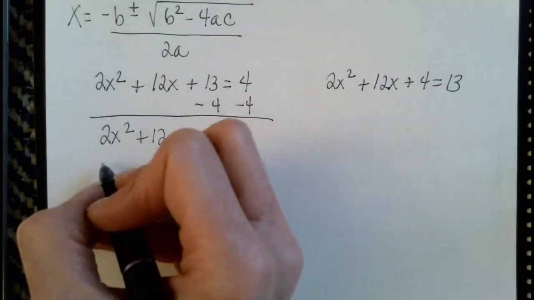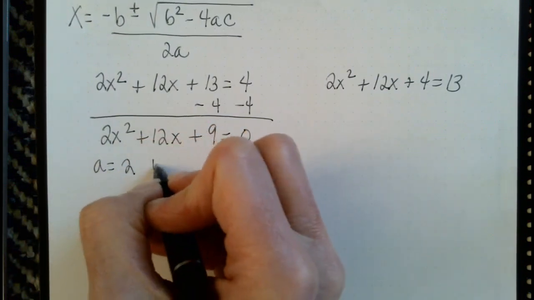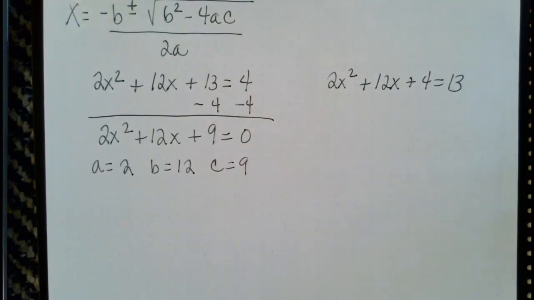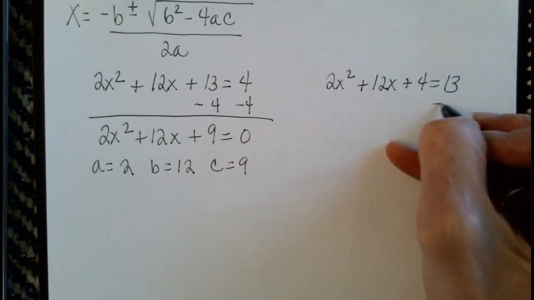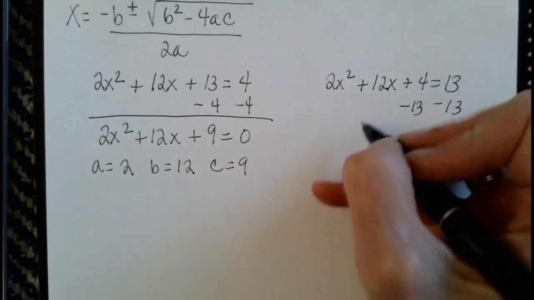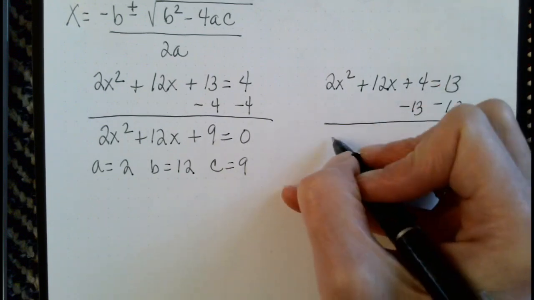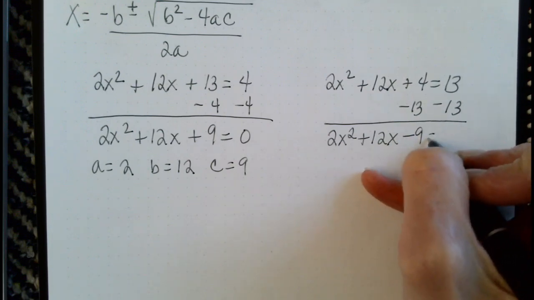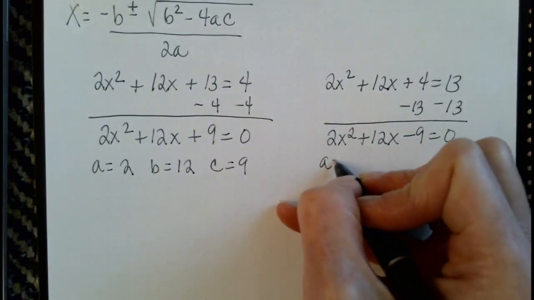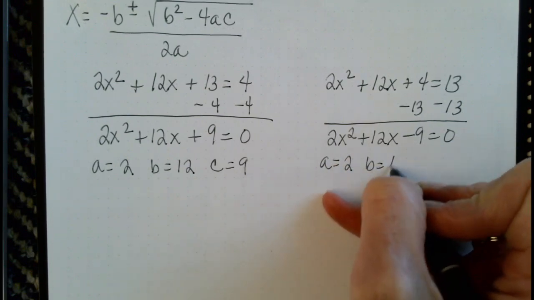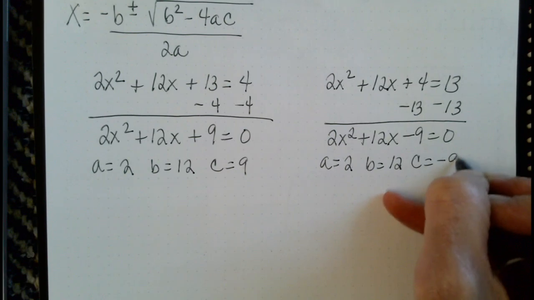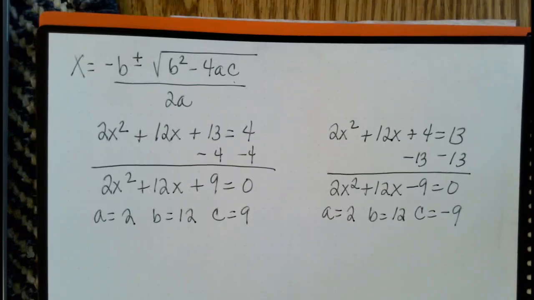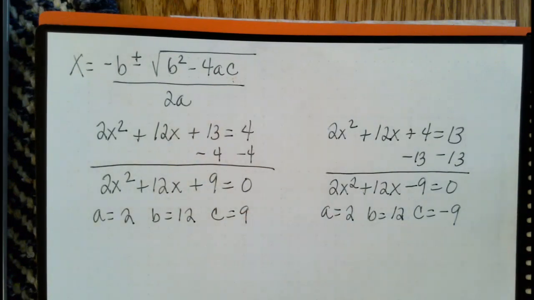So if we look at our values here, a is 2, b is 12, and c is 9 on this particular problem. Over here, if we subtract 13, again, the reason that we're subtracting is in order to apply the quadratic formula, we need the equation to be set equal to 0. So a is still 2 in here, b is still 12 in here, and our difference is that c is negative 9. So where we're going to be putting c, c is going to be that last value in our equation.